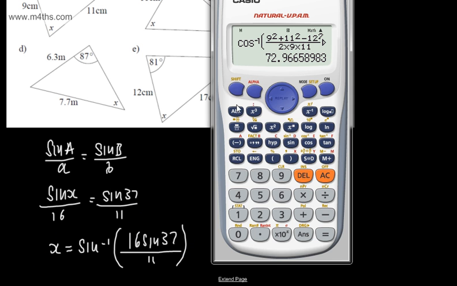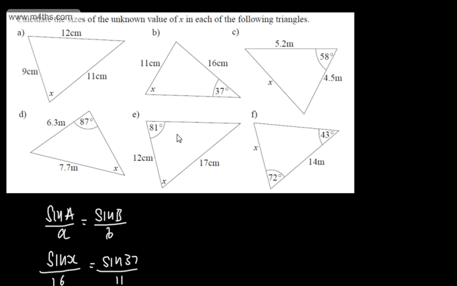Straight into a calculator, and then we'll round our answer. So we'll have the inverse sine, and we're going to have 16 sine of 37, and we're going to divide that by 11. If we do that, we get the value 61.1. So to one decimal place, x will be equal to 61.1 degrees. So does that look reasonable? Well, pretty much so. It looks okay.